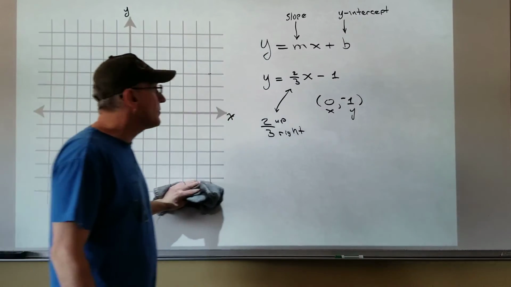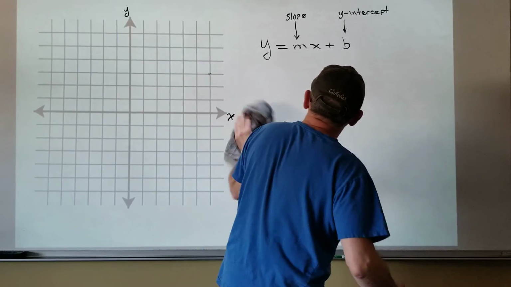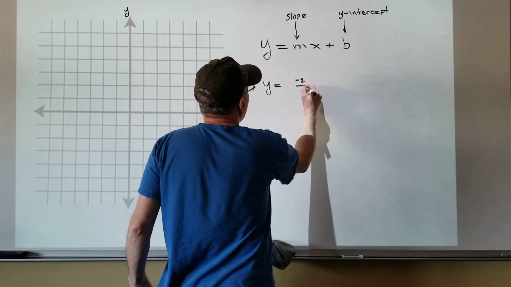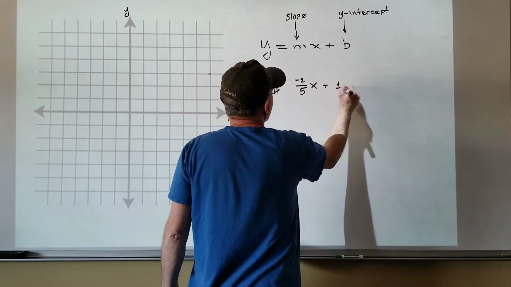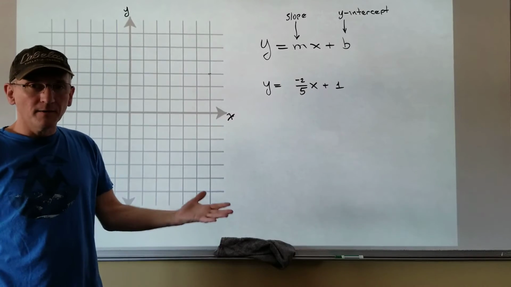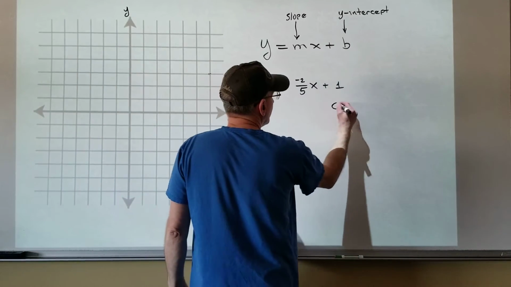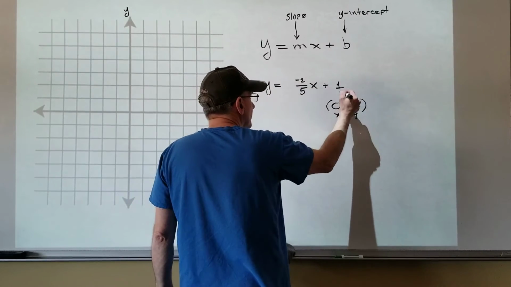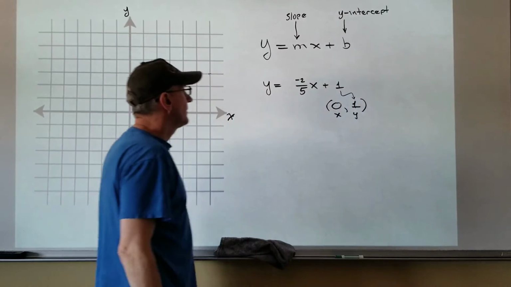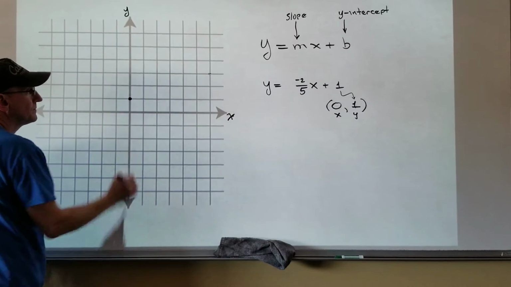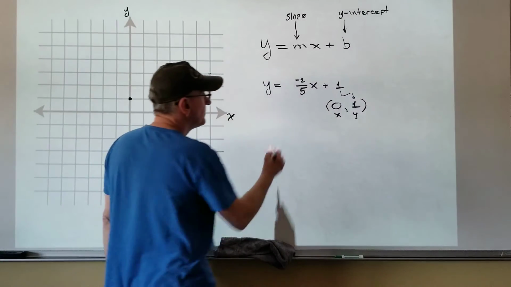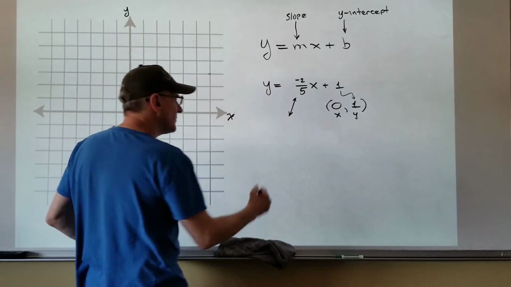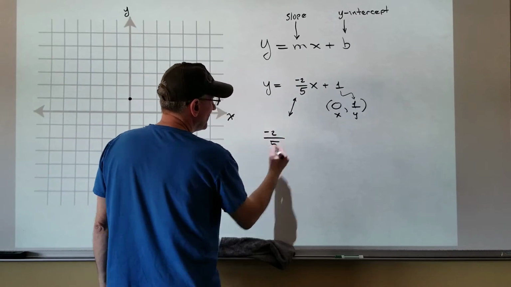Let's take a look at example 3 here. This one says y equals negative 2/5 x plus 1. Where does it start? On the y-axis, at the y-intercept, which comes from here. That's found right here. What's the slope? Negative 2/5. What do those numbers mean? Well, you can count on this.